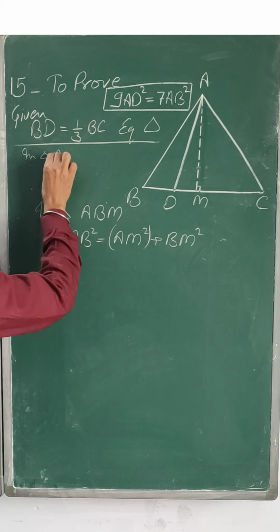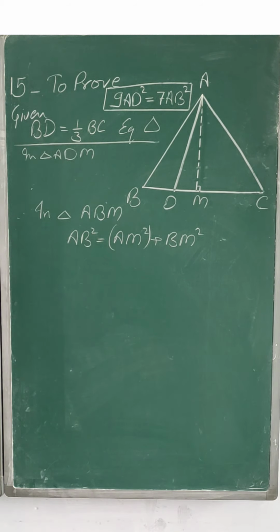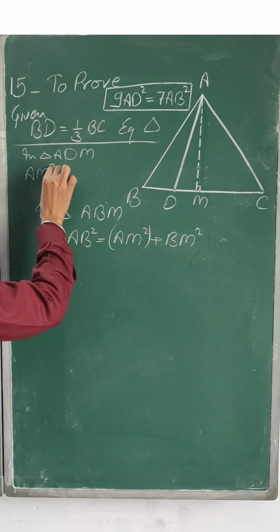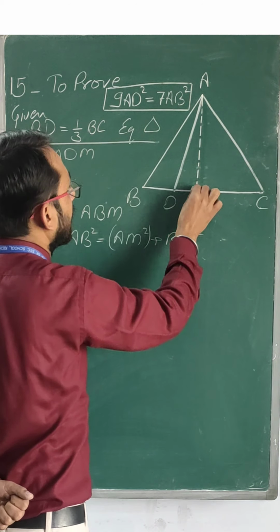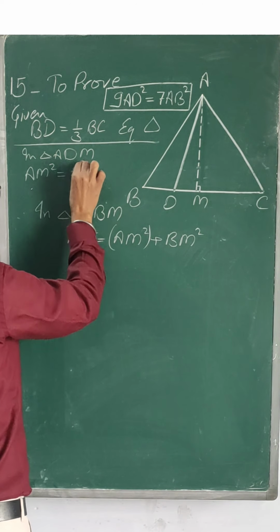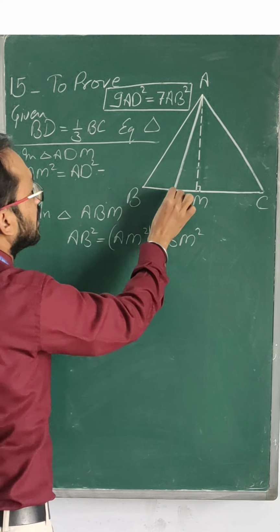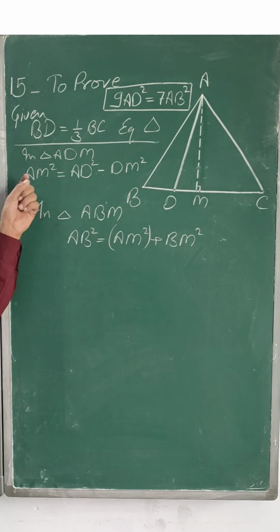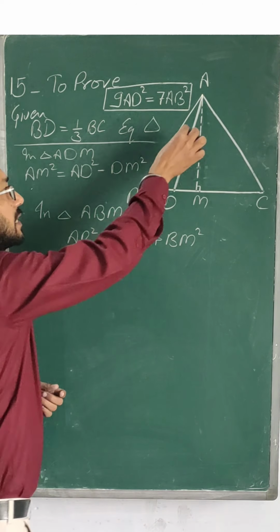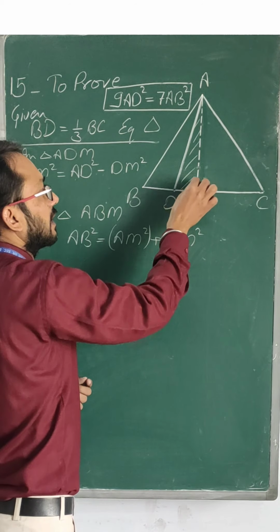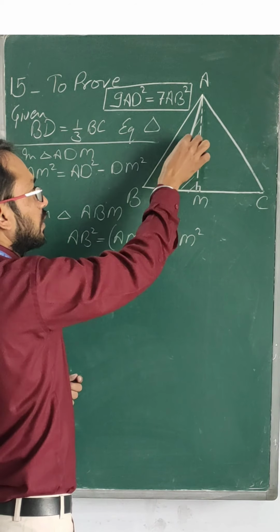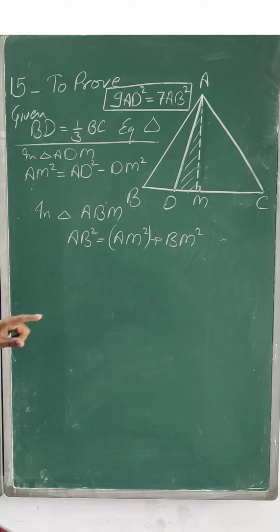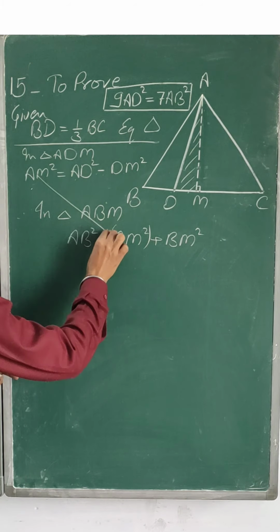in triangle ADM. In triangle ADM, AM square can be written as AD square minus DM square. Is there any problem in this step? I suppose it is very clear. In this small triangle, I am applying Pythagoras theorem. Perpendicular square equals hypotenuse square minus base square. So AM square I am going to put from this particular step to over here.